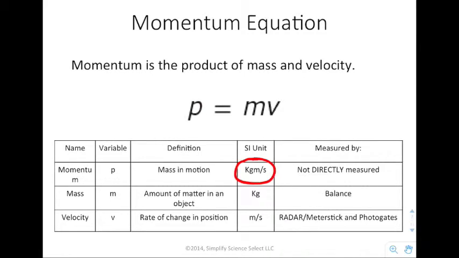Whereas mass, we've already talked about several times, is measured with a balance, and it has a standard unit of a kilogram. And then velocity is meters per second and can be measured indirectly using photo gates and radar.